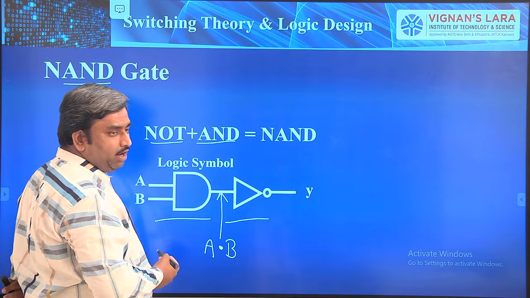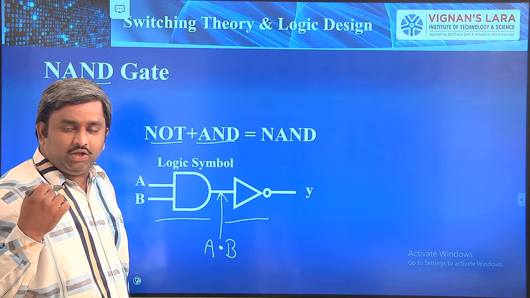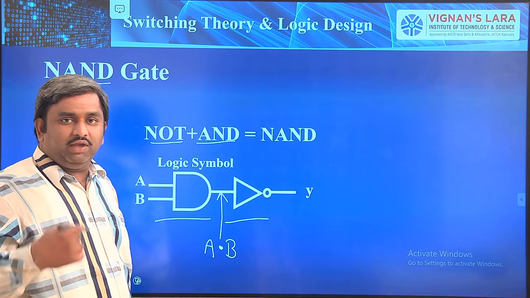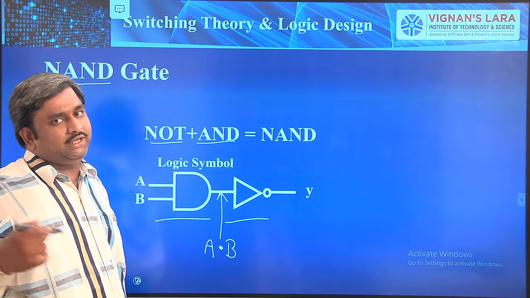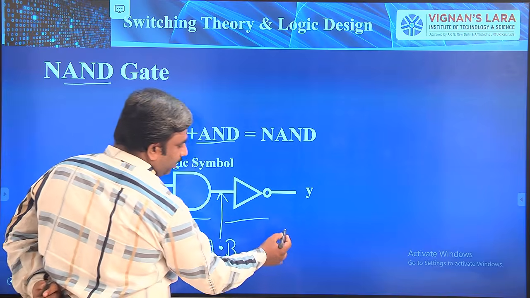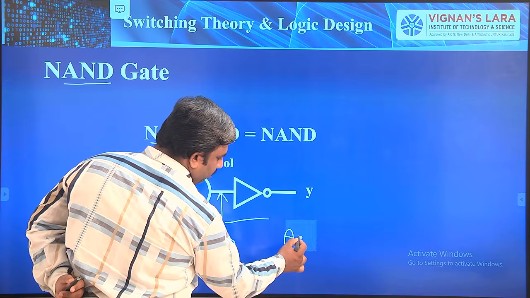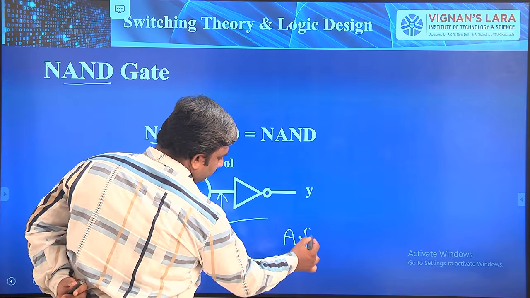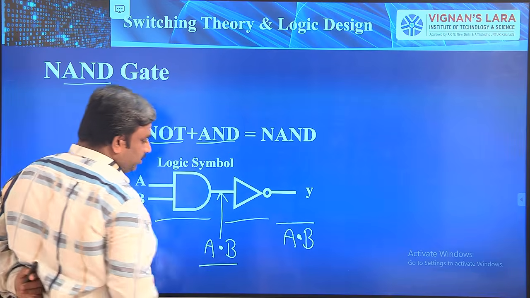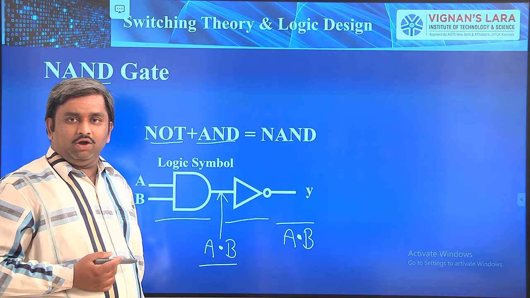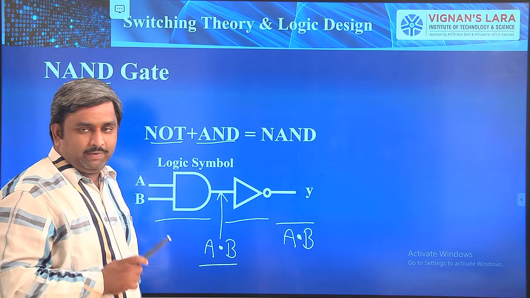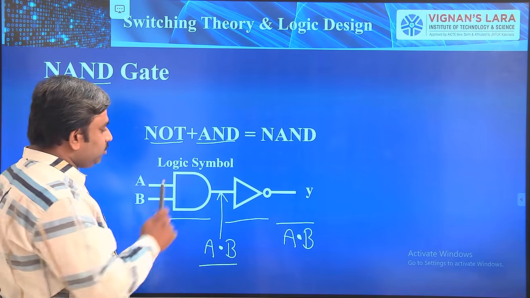Now, what is the NOT gate operation? If you give A as the NOT gate input, the output is A bar. If X is the input for the NOT gate, the output is X bar. Here I am giving AB as the input, so I get the output A dot B whole bar. So remember the NAND gate operation: A dot B whole bar. That we will see.